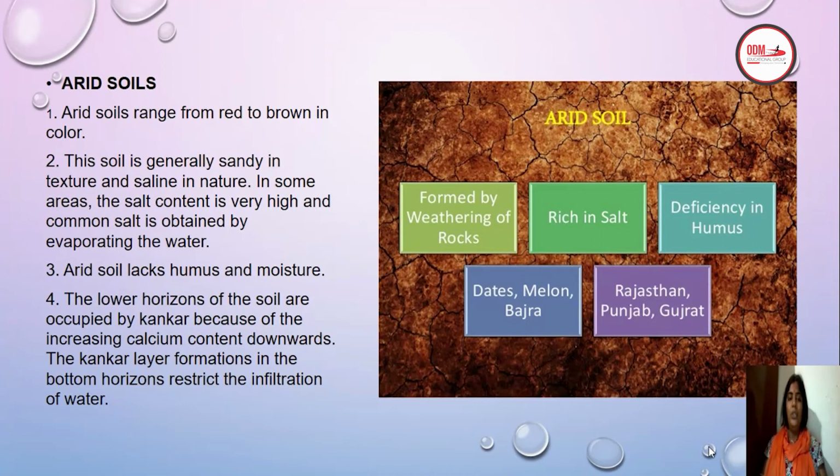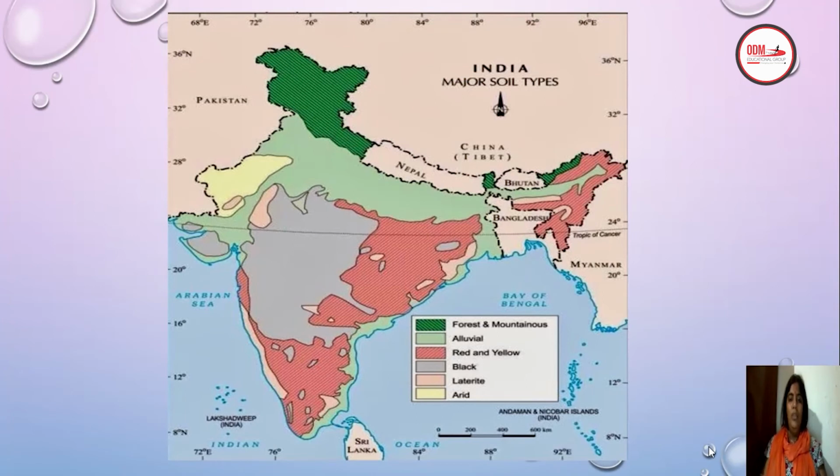The lower horizons of the soil are occupied by kankar because of the increasing calcium content downwards. The kankar layer formation in the bottom horizons restricts the infiltration of water. See, arid soil is formed by weathering of rocks, rich in salt, deficient in humus, and good for dates, melon, and bajra crops. They are found mostly in Rajasthan, Punjab, and the arid regions of Gujarat. Now here we can find mostly parts of Punjab, Rajasthan, and arid regions of Gujarat.